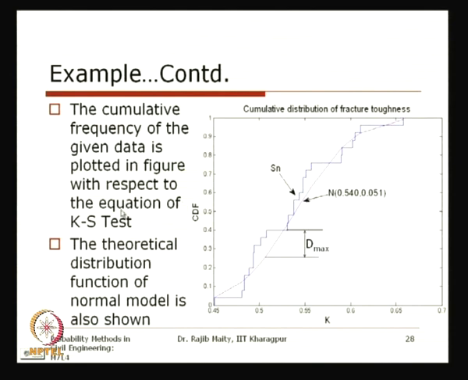Now, if we apply the same method that we have explained, for the data that we have, we have plotted its distribution as a step function shown in the blue line here, and the theoretical distribution, the CDF of the normal distribution with parameters 0.54 and 0.051, is shown in the magenta line. Whatever the maximum difference between these two is, that we have to pick up. So, the cumulative frequency of the given data is plotted in this figure, and the theoretical distribution function of the normal model is also shown.